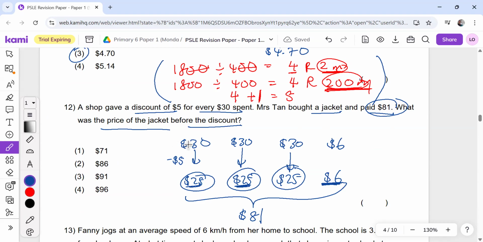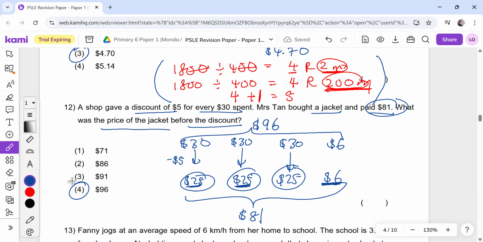So how much is the original price of the jacket before discount? Then you will have to add all this money together: 30 plus 30 plus 30 plus 6. The original price is $96 before the discount. So the answer is number 4. Do you get number 4? No, right? If you didn't, then maybe you didn't really understand the question.